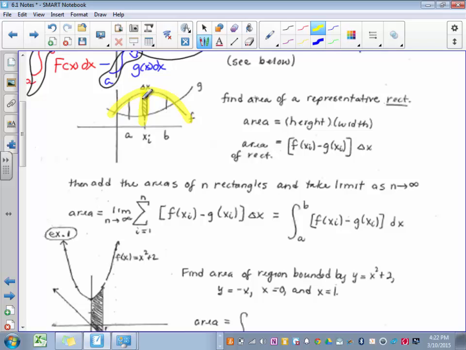And just like what we were talking about before, to find the area of a representative rectangle right here, the area is equal to height times width.